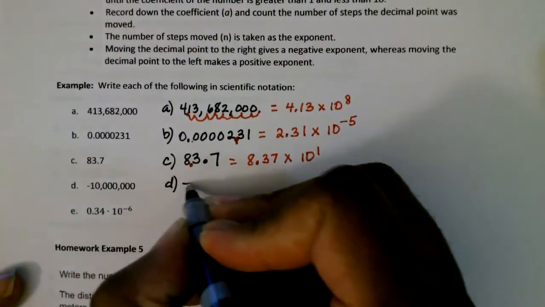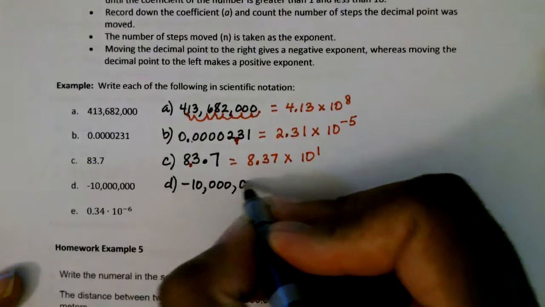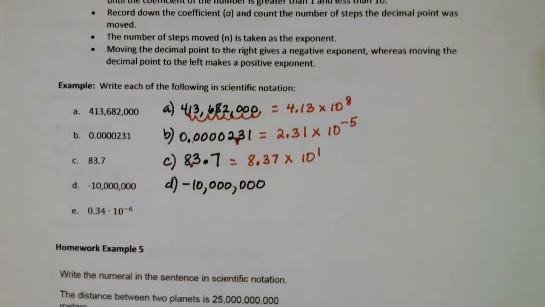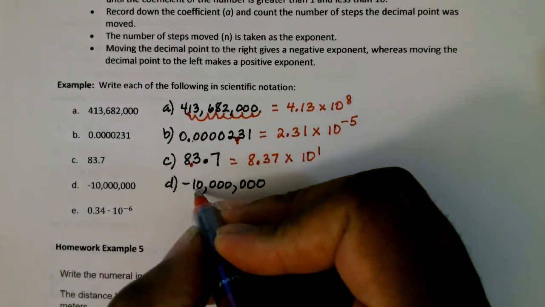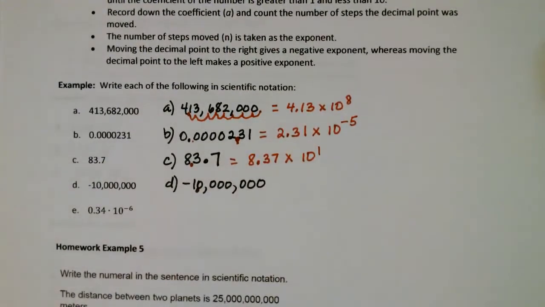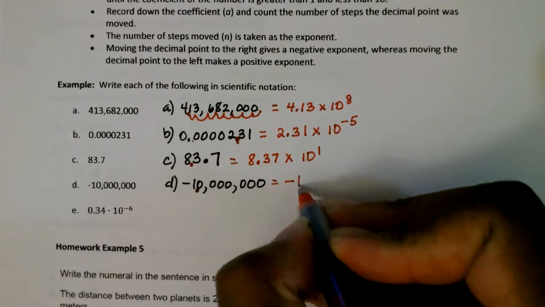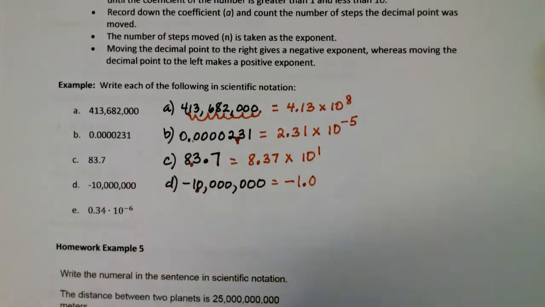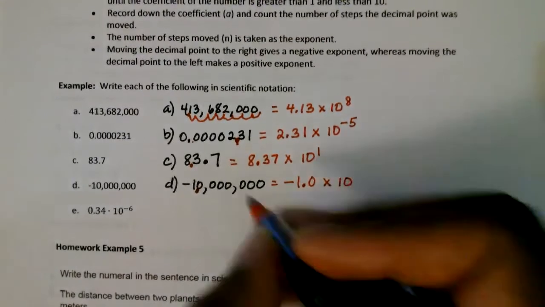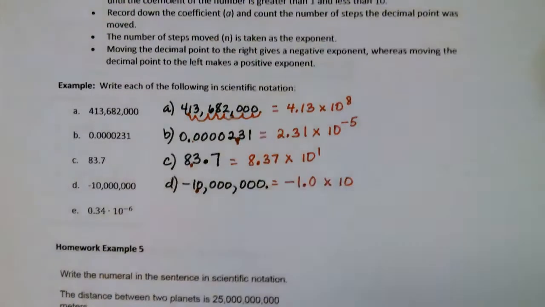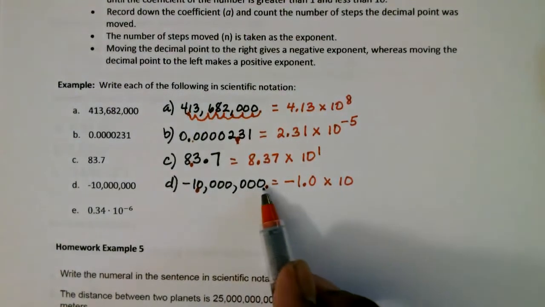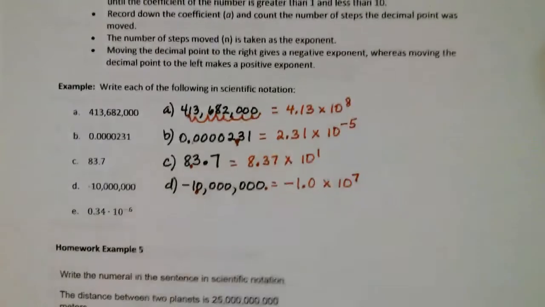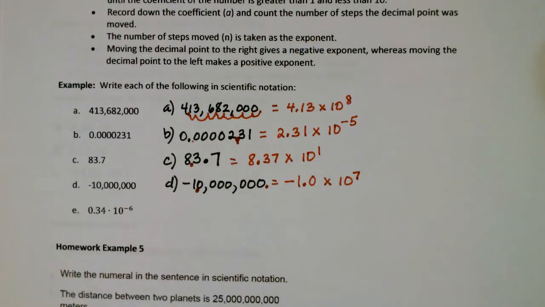Now part D, negative 10 million. Okay, it's a whole number. We need to put the decimal point behind the first non-zero number. And it has to be behind the 1. So here, this will be negative 1. We can say negative 1.0 times 10. Now, the decimal point originally was behind this last 0. So from that decimal point to this decimal point, there are 1, 2, 3, 4, 5, 6, 7. We move 7 places to the left, so that means our exponent for 10 will have to be positive 7.